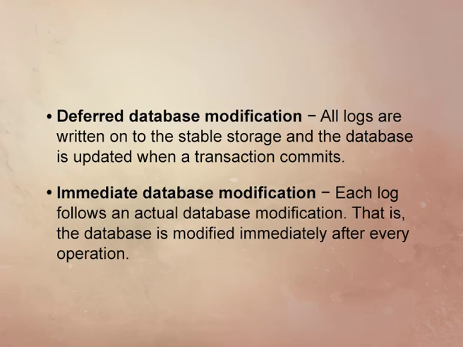The deferred modification scheme is where all logs are written on the stable storage and the database is updated whenever a transaction commits. So everything is committed wholesale. After the logs are written on the stable storage, only then is the transaction committed. In the immediate scheme, whenever the intermediate steps are happening, the log is immediately updated. Each log follows an actual database modification, that is, the database is modified immediately after every operation. In the deferred scheme, all the operations are done and after the commit is given, only then is the database updated. Here, for each and every operation the actual database is modified.